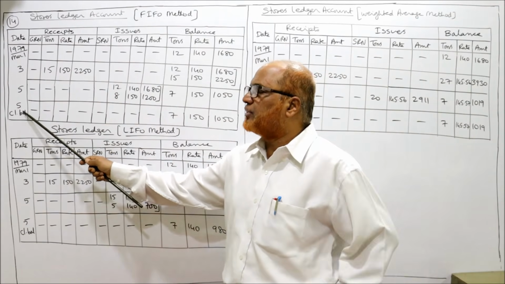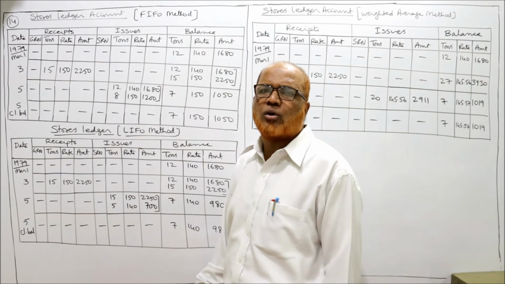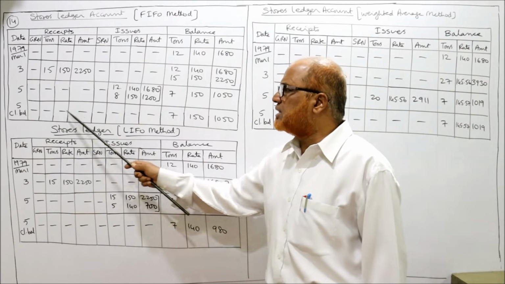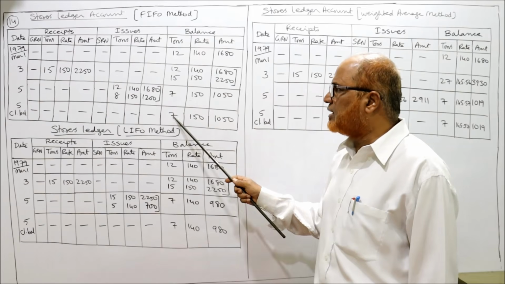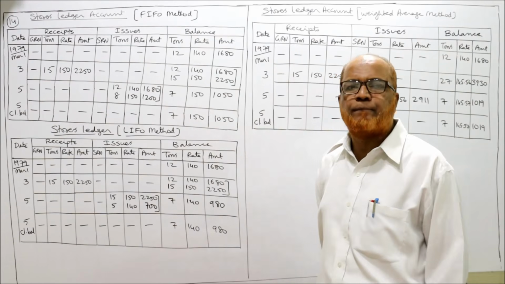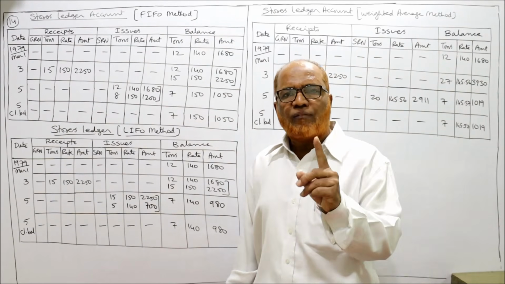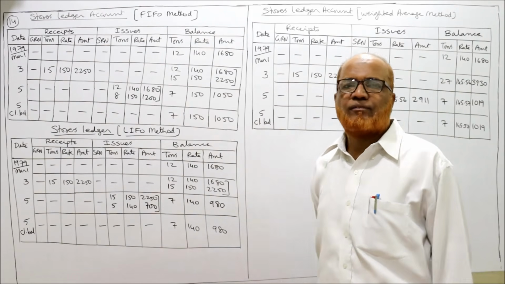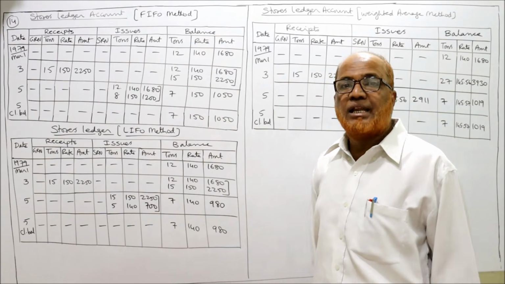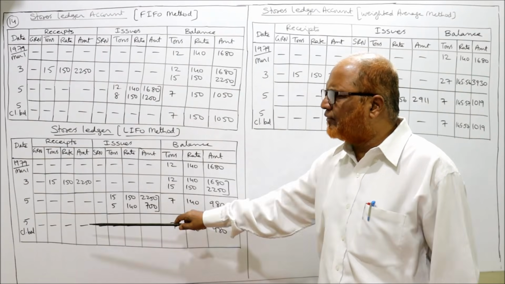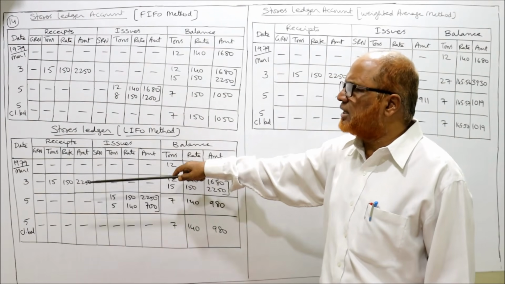Now finally, on the 5th, we are finding out the closing balance. The closing balance in the balance column is 7 tons, 150 rupees, 1050. That's all. The first method, FIFO, we have completed. Now we have to follow the LIFO method. The format is exactly the same.